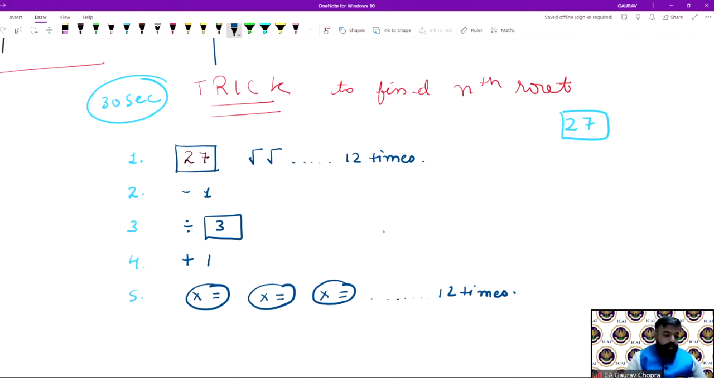Your result will be on the screen. Okay, try this. Try this and let me know. Pranay says, got the answer. That's great. Nikita is saying the answer is 300% correct. So just follow these steps and you will be able to calculate the answers. So everybody else, you can try this and let me know the answer. The first step is type the number, then press root 12 times. Second step is minus 1. Third step is divide by 3 for cube root. Then plus 1, and last step is multiply and equal to, press this 12 times.